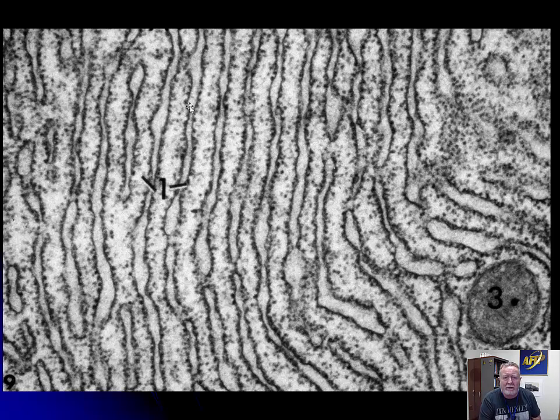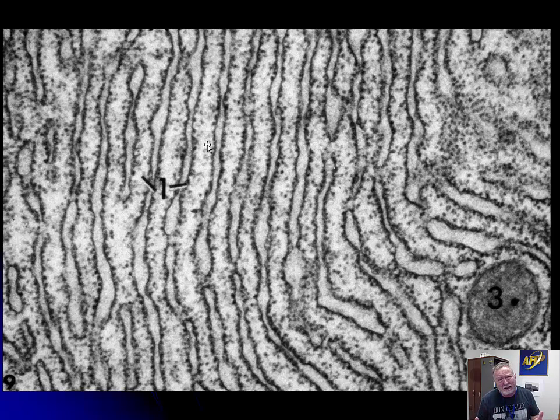everything that's made in the lumen of the rough endoplasmic reticulum will eventually be exported from the cell in the form of a cytokine or antibodies or something like that. So cells that export protein, like plasma cells, have a lot of rough endoplasmic reticulum. We'll look at that as we go farther down.